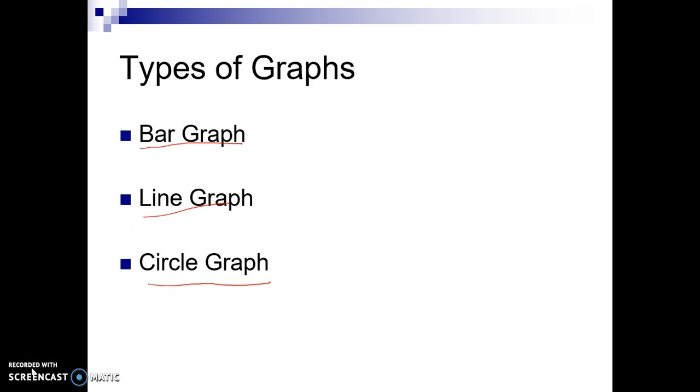There can be various types of graphs. In our science experiments, we mainly use three types of graphs: bar graph, line graph, and circle graph. So when to use a bar graph? When you have qualitative as well as quantitative data and you want to compare those two, you need a bar graph.